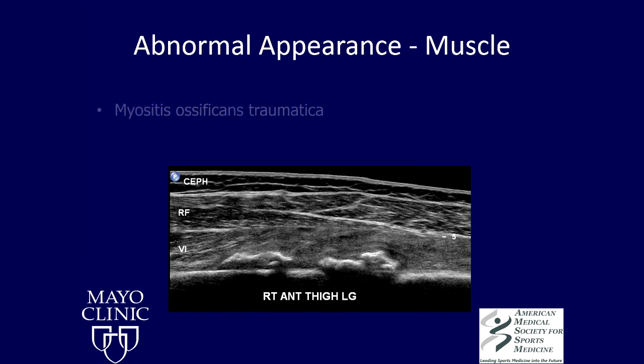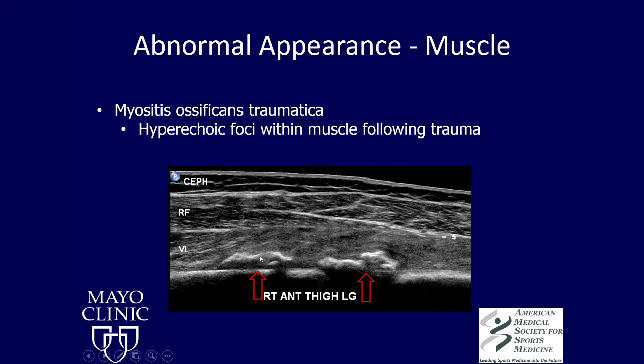Over time, this can create myositis ossificans traumatica. So here you can see the femur, and here you can see calcifications again in the vastus intermedius, another calcification, and these are post-traumatic.